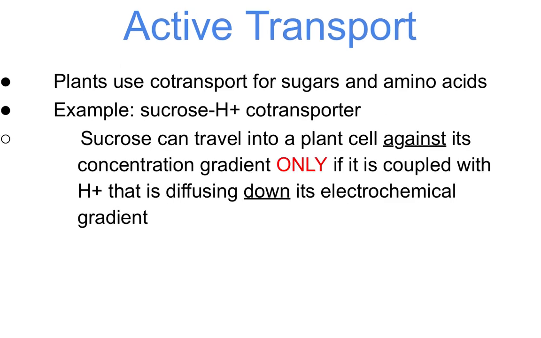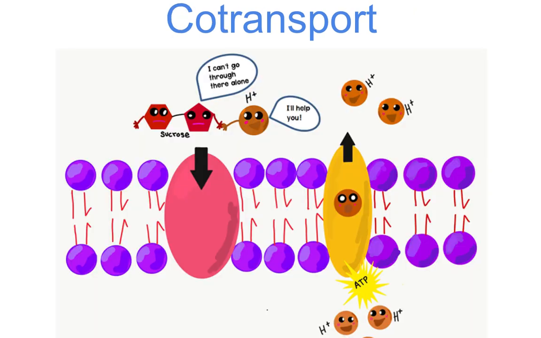Plants use this co-transport for sugars and amino acids. An example would be that H+ co-transporter on sucrose. So sucrose can travel into a plant cell against its own concentration gradient, but only if it's coupled with this proton. It's kind of almost like the tag it uses to take a ride. And so that proton is going to diffuse down its own electrochemical gradient and take with it sucrose. So this co-transport system and this proton gradient, co-transport meaning two, they're cooperating.